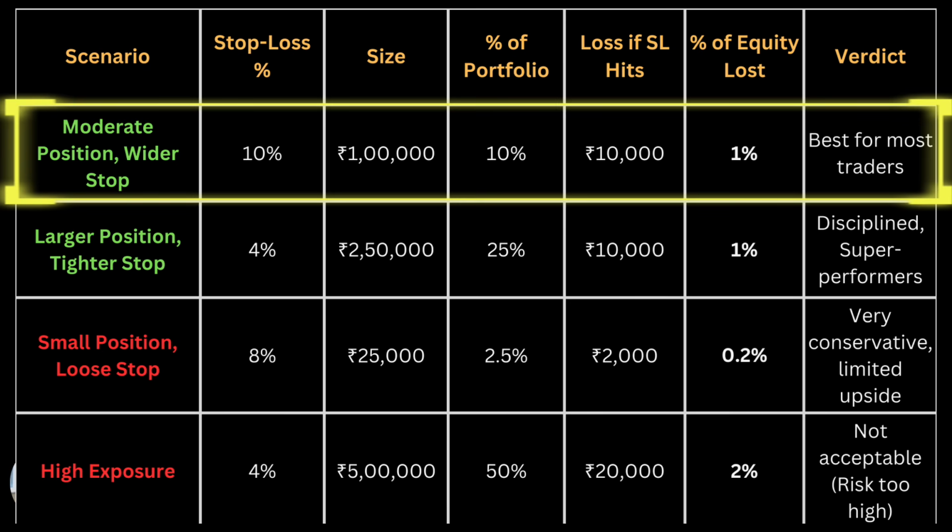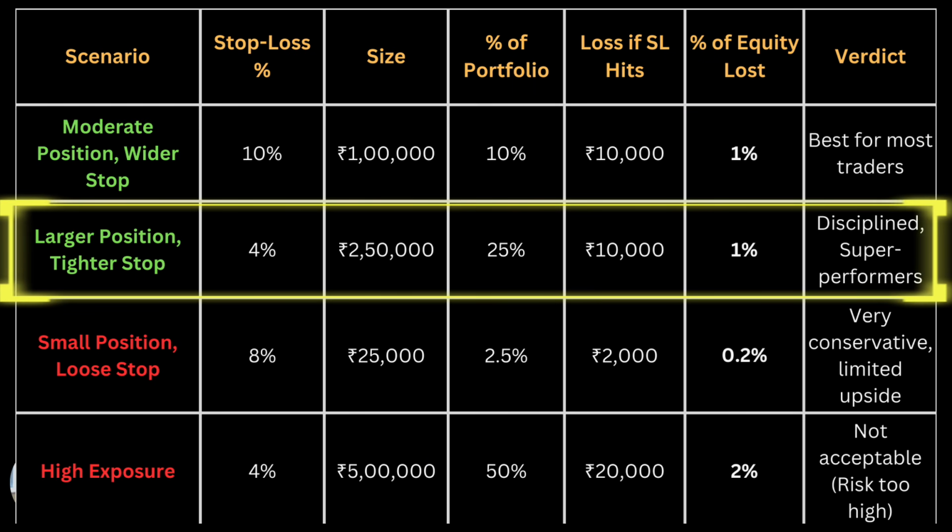And in this case, if the upside comes, you will be able to see a decent return. And if it doesn't go in your direction and the stop loss is hit, then worst case scenario, you will lose hardly 10,000 rupees. So this is the best case scenario where 70 to 80% of traders can actually perform.